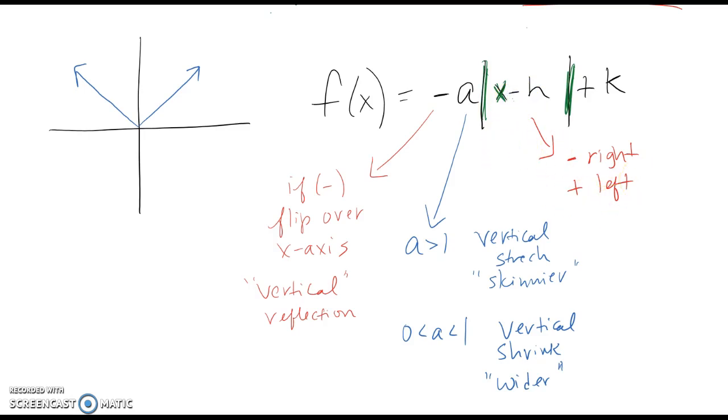And then the last thing is the k at the back. Now, if there's a number being added or subtracted to the back, that's going to be up and down. And that is what you think it's probably going to be. If you see a plus sign, it's going to go up. If you see a minus sign, it's going to go down.